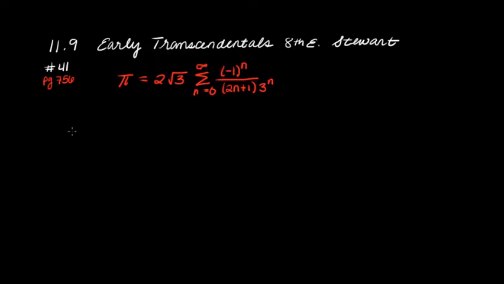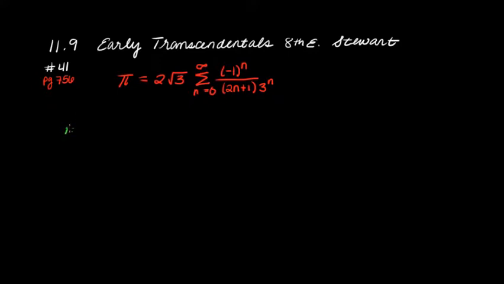Hello and welcome back. Today I'm going to do problem 41 from section 11.9, and this problem states: use the power series for tangent inverse x to prove that the following expression for pi is the sum of an infinite series. I would recommend, if you do not know power series, please go back to 11.8 in the early transcendentals, and it will help a lot because this first step I'm not going to explain, but we're going to go through the proof and see how it works step by step.